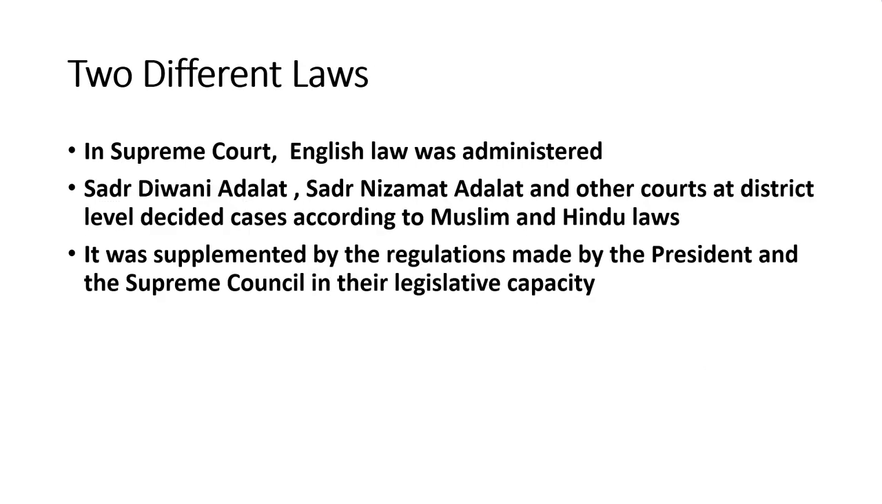One of the major defects with the introduction of the Supreme Court was that there existed two different types of laws. The Supreme Court administered English law, but in Fauchidari Adalat or Diwani Adalat, the two courts at the district level, and the appeal courts of Sadr Diwani Adalat, which decided appeals from Diwani Adalat, and Sadr Nizamat Adalat, which decided appeals from Fauchidari Adalat, other laws applied.